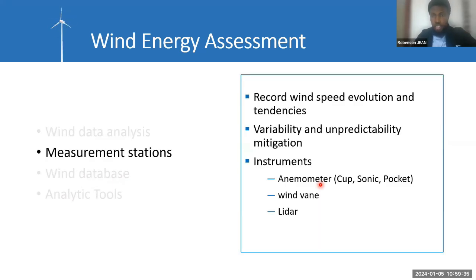And the instruments used for measurement are anemometers. We have a cup anemometer that we use to measure at 10 meters above sea level. There is a sonic anemometer for when we are on the mountain, and there are pocket anemometers that we can use in every situation. It is like a portable anemometer. And the wind vane detects the wind direction in order to always put the surface area of the wind turbine in front of the headwind.